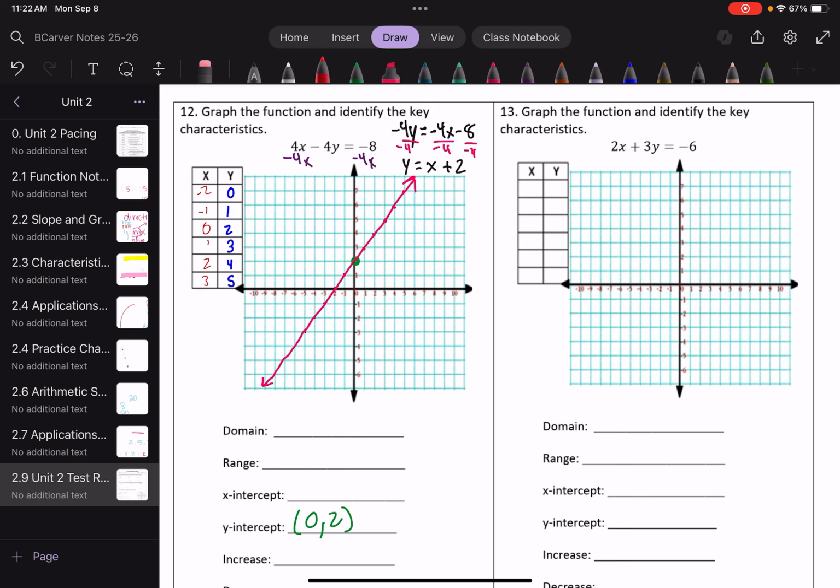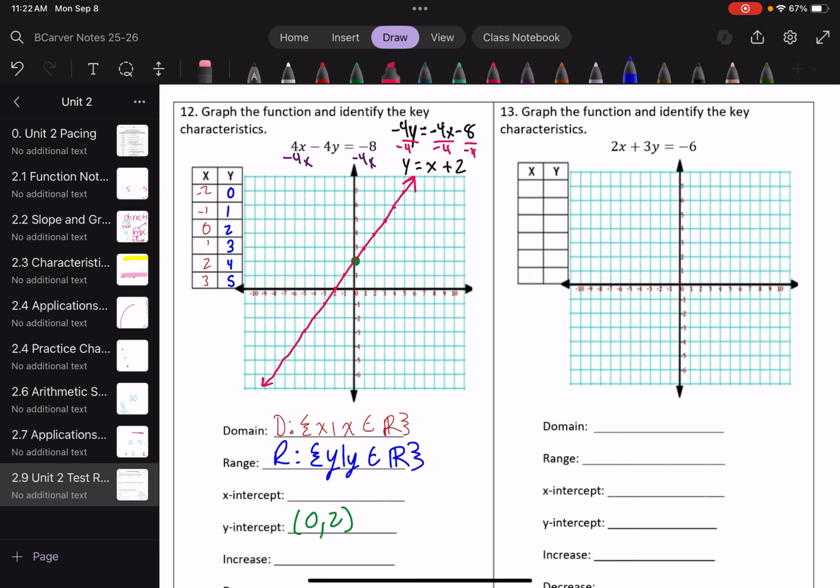Now our domain, it's all real values. We're not stopping left to right. So I'm going to write this in set builder notation. You got your bracket, which for some reason when I try to write my brackets on my iPad, they don't turn out right. So I've got {x | x ∈ ℝ}. Range is likewise, except instead of x values, we're looking at {y | y ∈ ℝ}.